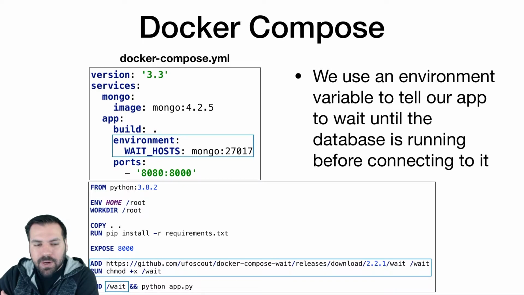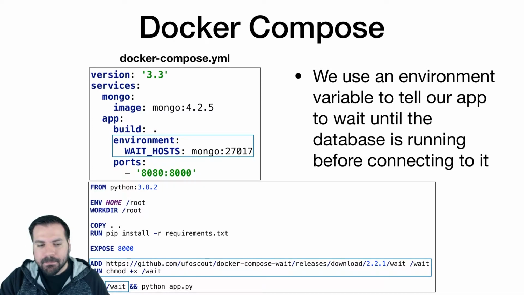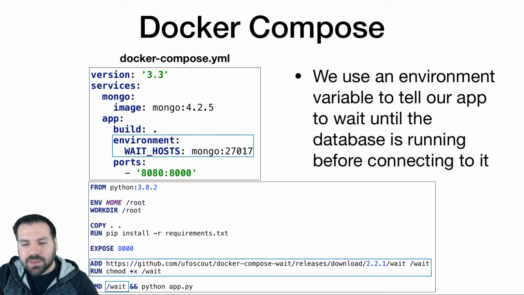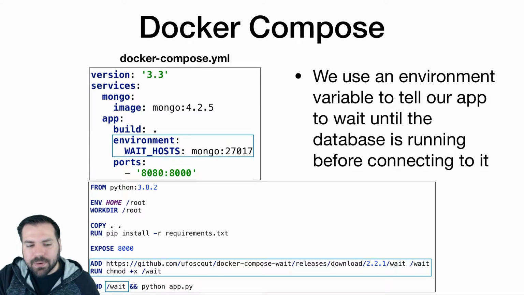We're going to run this line to download the latest release. I don't know if it's the latest anymore, but download a release of their wait program. I'm going to change the modifications to make sure we can run it. And then in my command, instead of just running the app, I'm going to run the wait command. I'm going to run that program, and then after that ends, I'm going to run my program.